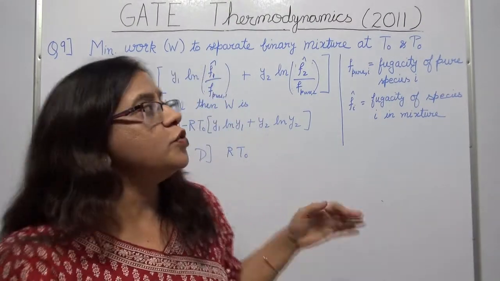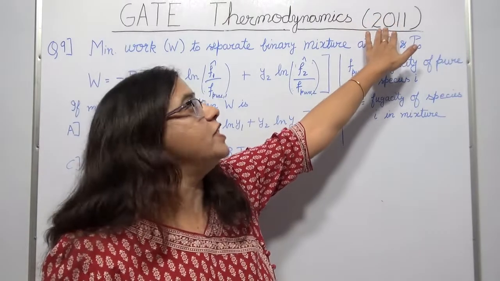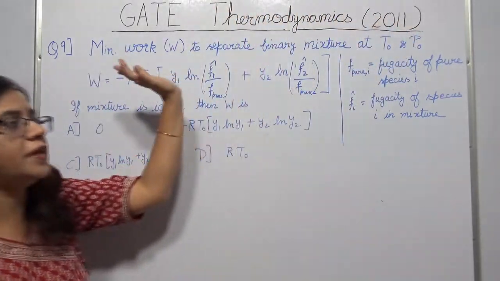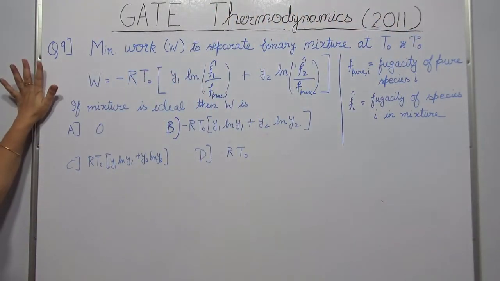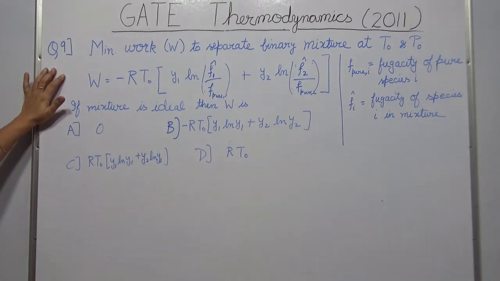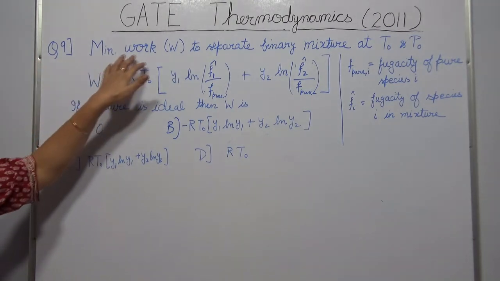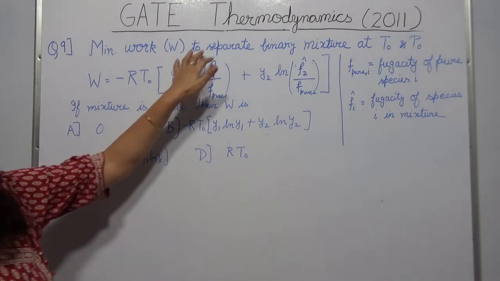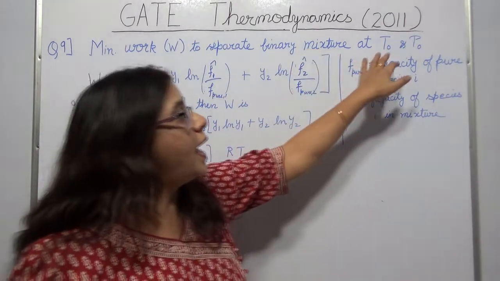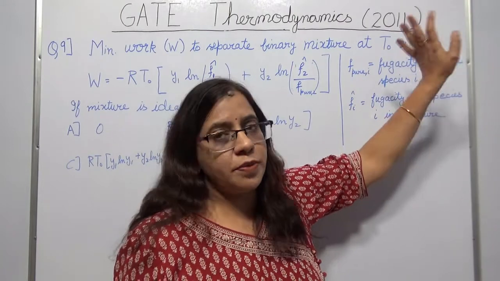In this video I am going to take problems which came in year 2011 and which were related to thermodynamics. So the first problem which I have selected is question number 9. It asks you to find out what is the minimum work W which is required to separate a binary mixture at temperature T0 and pressure P0.